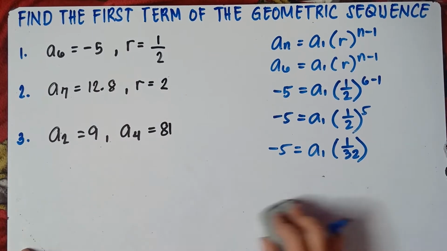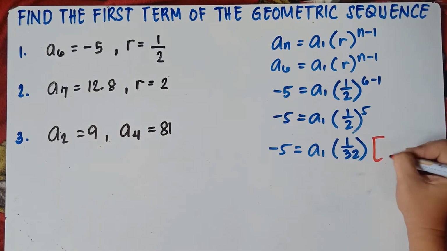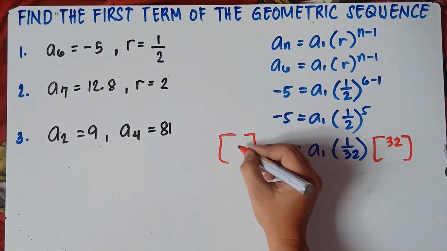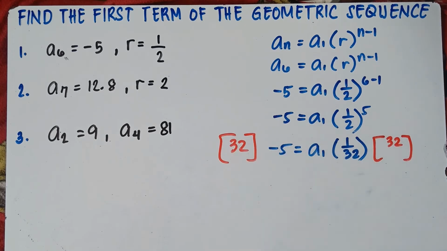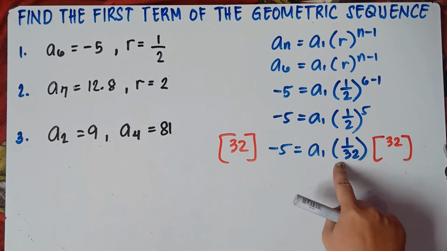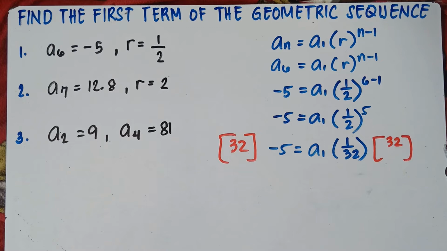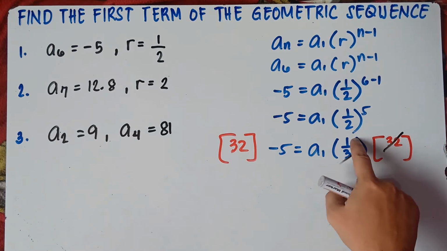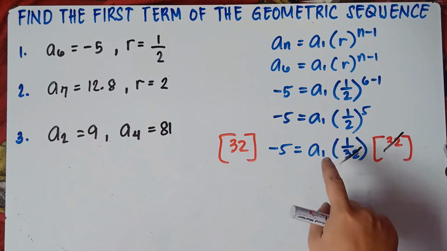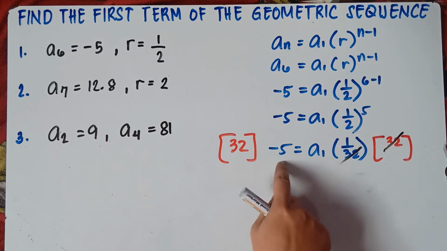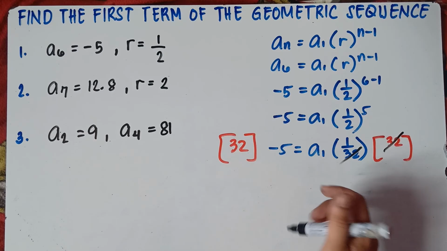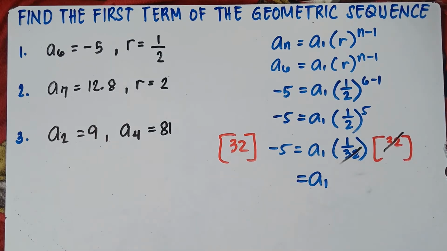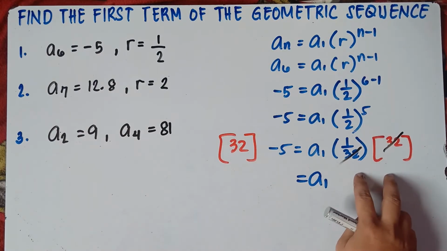And to get the value of a sub 1, you multiply both sides, class, by 32. Why is that, sir? Because 32 multiplied by 1 over 32, you can cancel this out. And the remaining will be 1. And 1 times a sub 1 is still a sub 1. So multiply this one, 32 times -5. And our answer will be, so a sub 1 equals, this is actually the properties of equality, class.